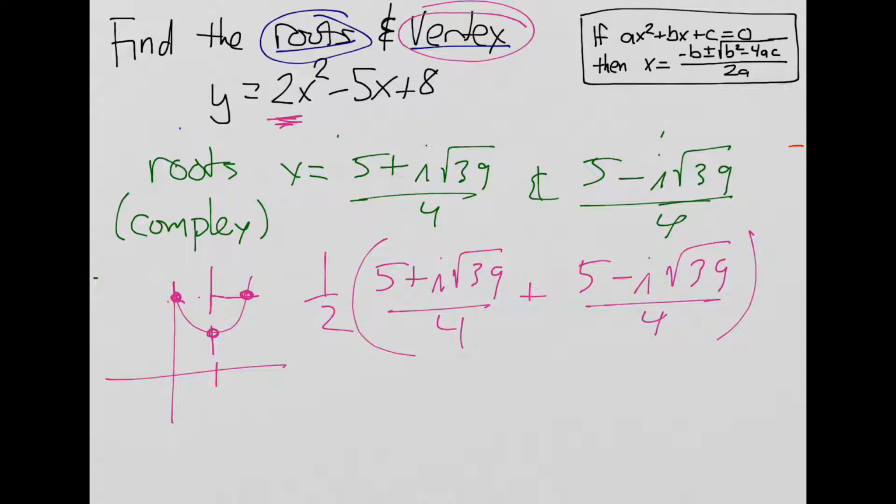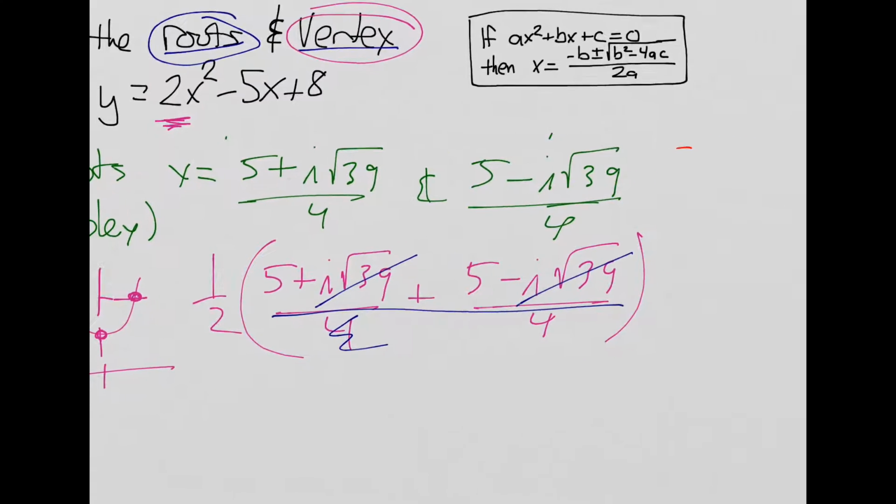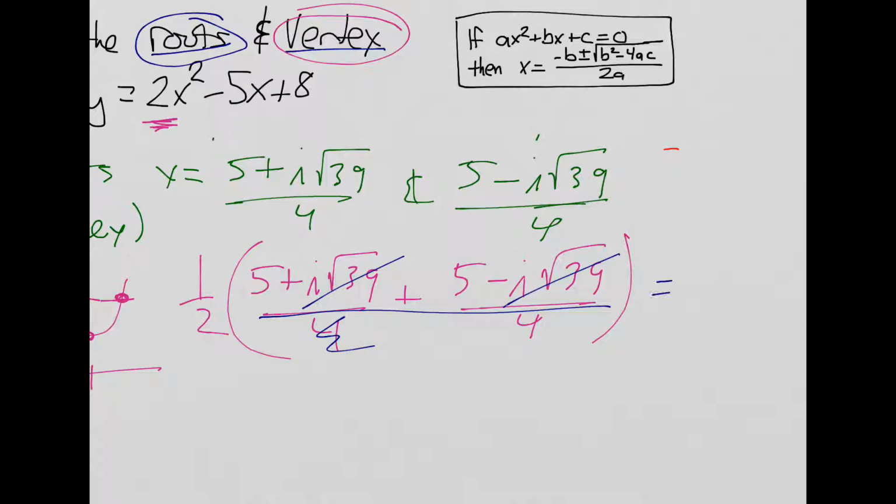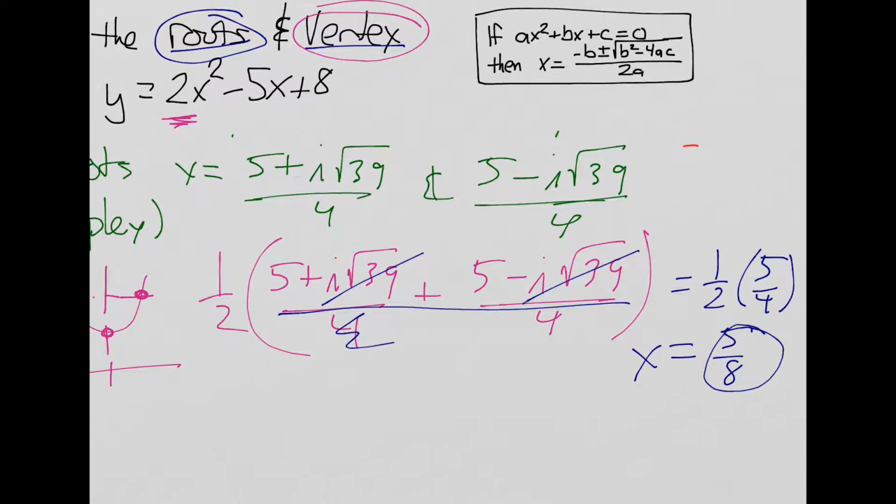Well, I already have a common denominator. That's kind of nice. So I'll make this all over 4. And a positive i square root of 39, negative i square root of 39 will cancel out. So I'll really get 1/2 of 5 over 4, or 5 over 8. This is the axis of symmetry, and this is the x-coordinate of the vertex.